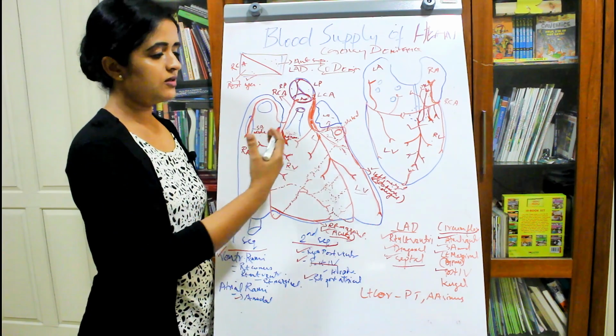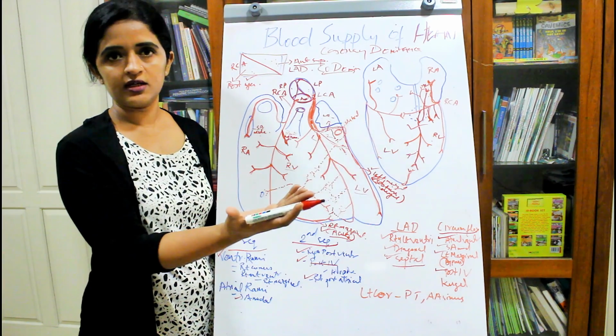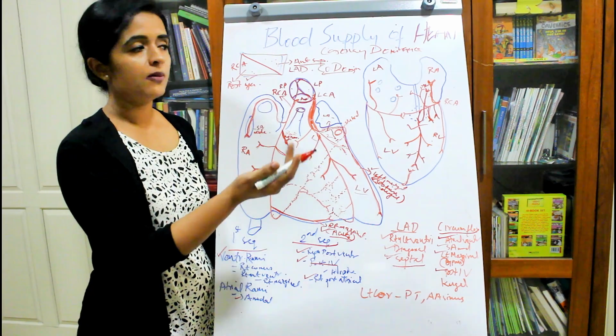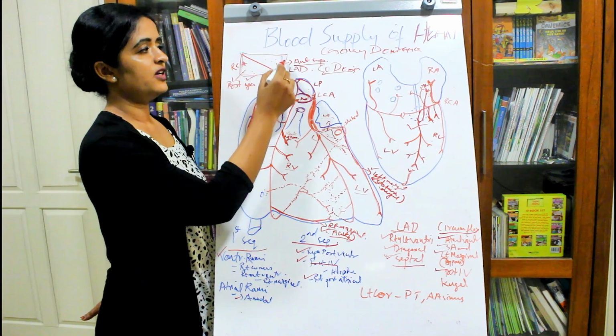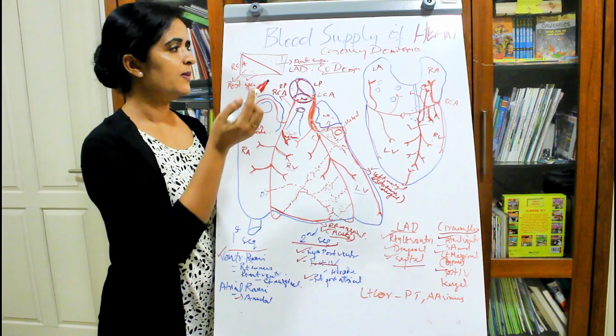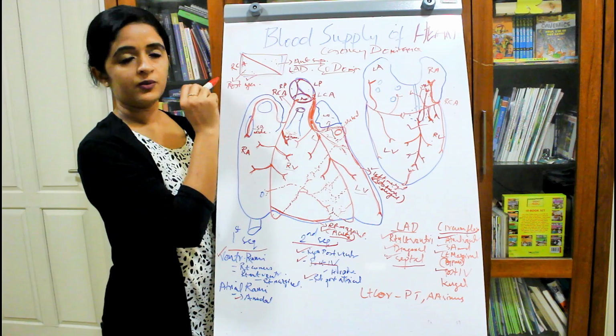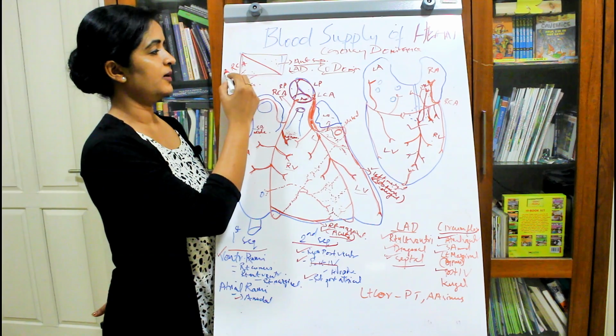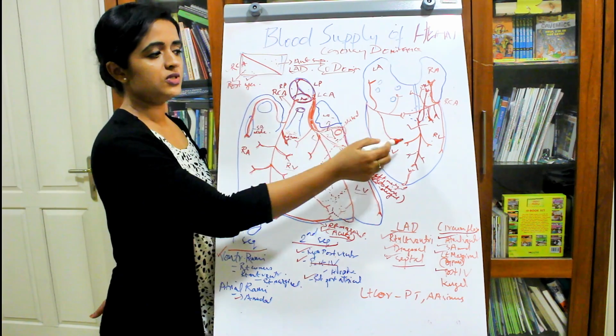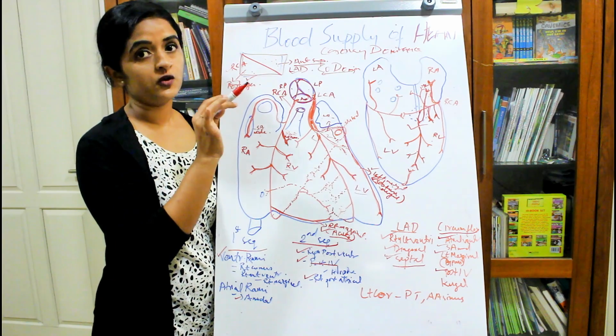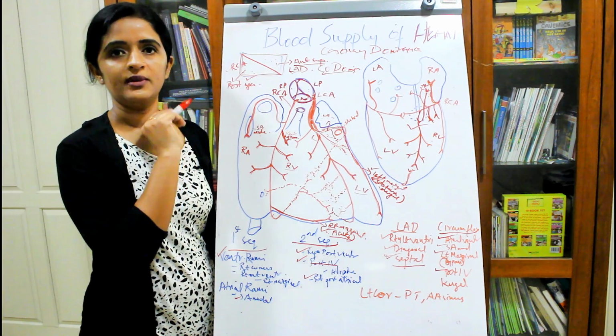What will happen in right coronary dominance? Right coronary dominance is the branches which we have discussed right now. So in right coronary dominance, if you just have a look at the interventricular septum, what will happen? The anterior 2/3 will be coming from the left coronary. The posterior inferior aspect will be supplied by the right coronary, because the posterior interventricular branch is a branch of the right coronary in right coronary dominance.